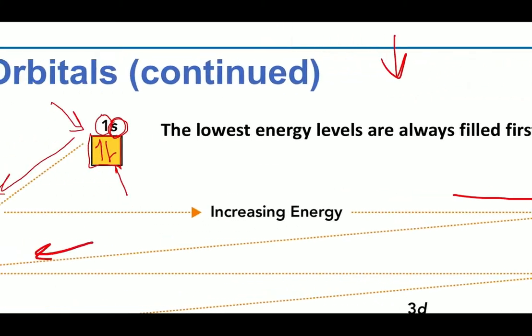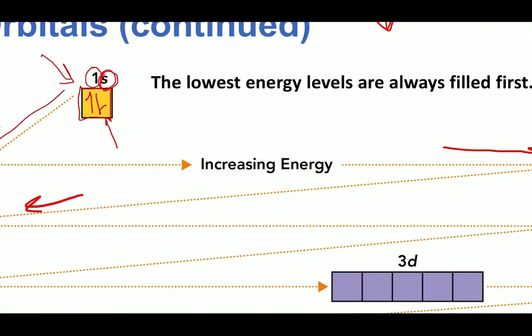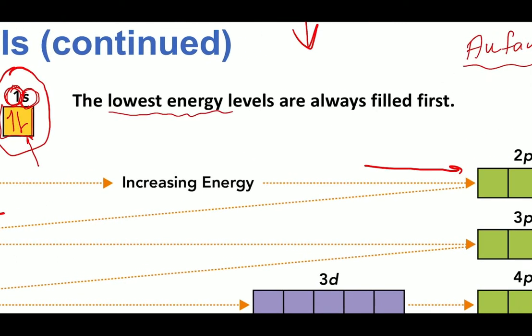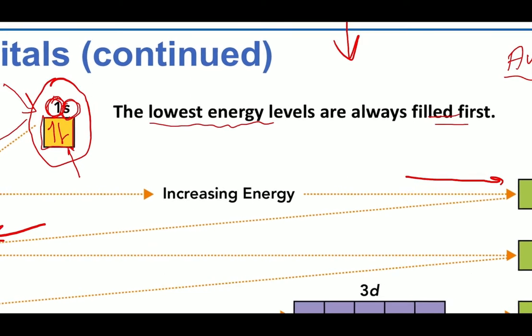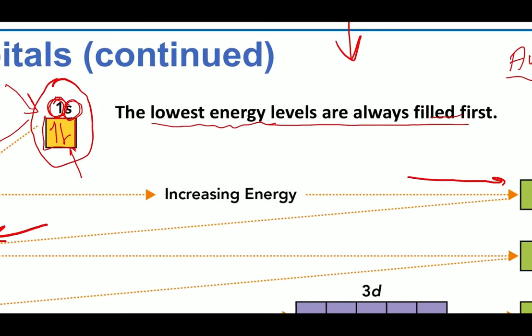So why did s fill first in here? Why do we fill it first? The reason is that s is the lowest energy level, since you have 1s in here. The 1s, which is the first shell, is the lowest energy level, and that's why it's filled first. So the lowest is always filled first. Very nice.